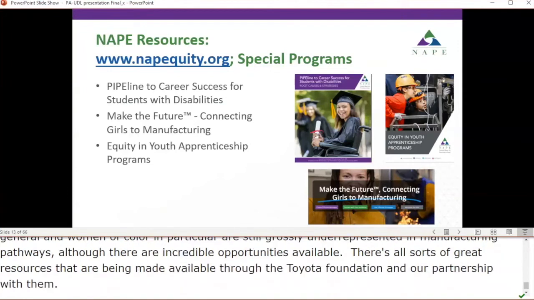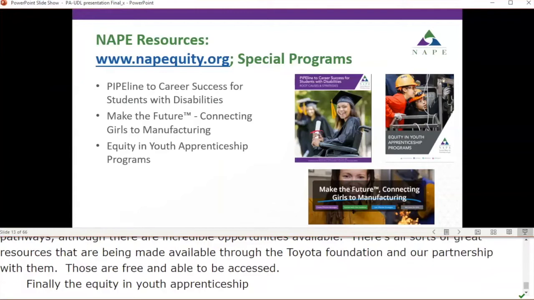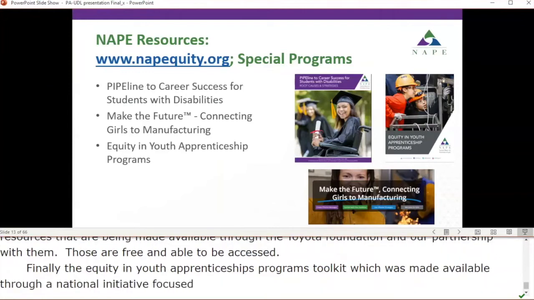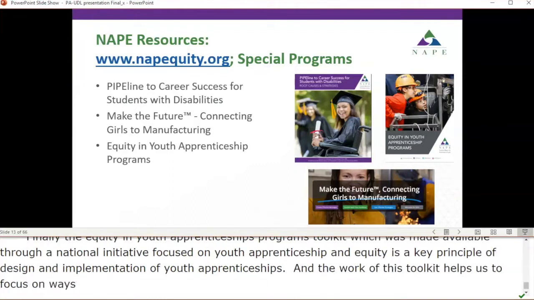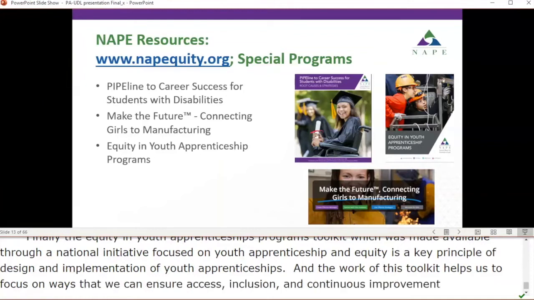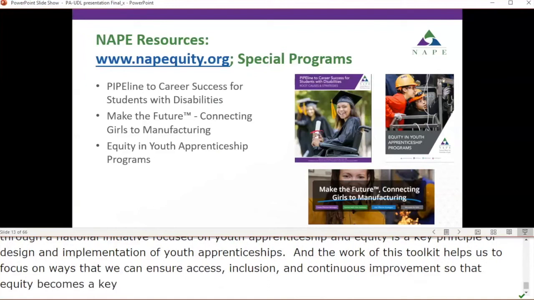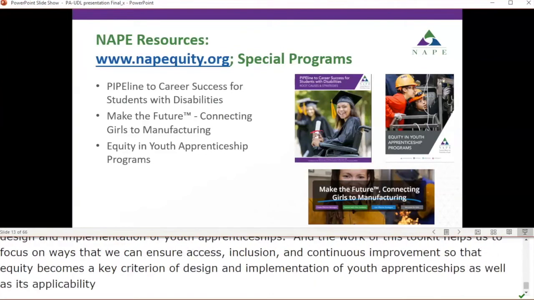And finally, the new Equity and Youth Apprenticeship Programs Toolkit, which was made possible through our partnership with Partnership to Advance Youth Apprenticeship, which is a national initiative focused on youth apprenticeship, and equity is a key principle of design and implementation of youth apprenticeships. And the work of this toolkit helps us to focus on ways that we can ensure access, inclusion, and continuous improvement so that equity becomes a key criterion of design and implementation of youth apprenticeships, as well as its applicability to pre-apprenticeships and to registered apprenticeships as well.